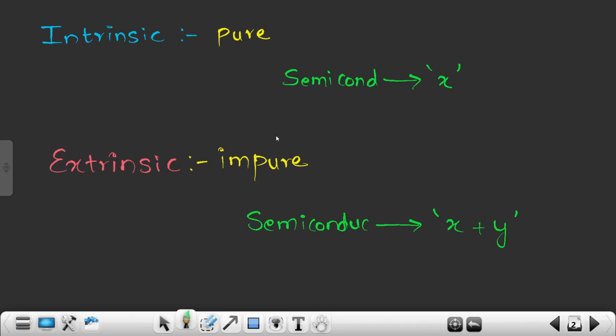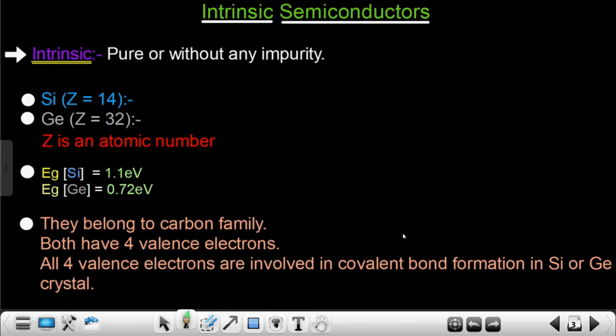If you type these definitions on Google or ChatGPT, you will get a huge paragraph, and we don't want to go in that detailed way. We'll just stick to the point, understand the concept, and then apply the same concept in the field of electronics. Now let's proceed further. As I mentioned, intrinsic means pure or without any impurity, which means the atom or the crystal is present in its pure form.